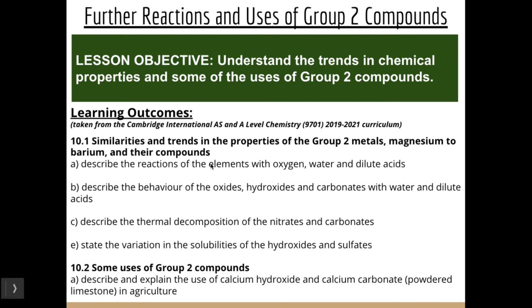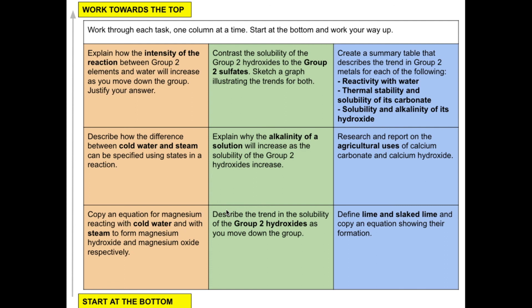What have we done? We've described the reaction of the elements with dilute acids. We looked at these in more depth in the previous lesson. Described the behavior of the oxides, hydroxides, carbonates with water and dilute acids. Described the thermal decomposition of the nitrates and carbonates. Stated the variation in solubilities of the hydroxides and the sulfates. And right at the end there, we described and explained the uses of calcium hydroxide and calcium carbonate, powdered limestone, in agriculture. For this lesson, you can pause and work through these tasks to consolidate your understanding.